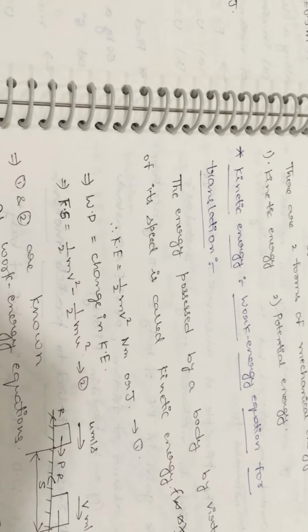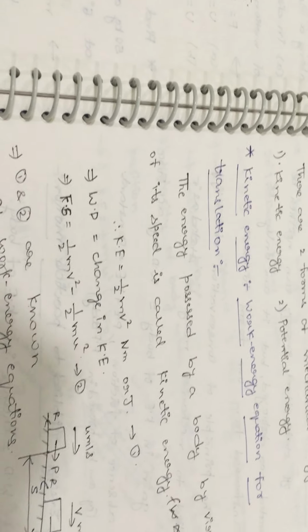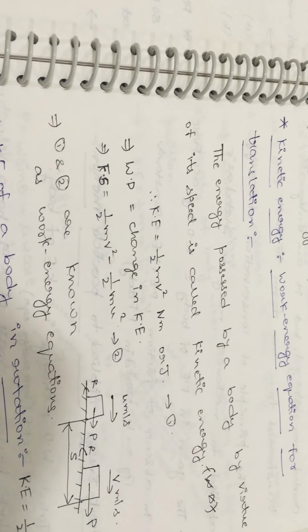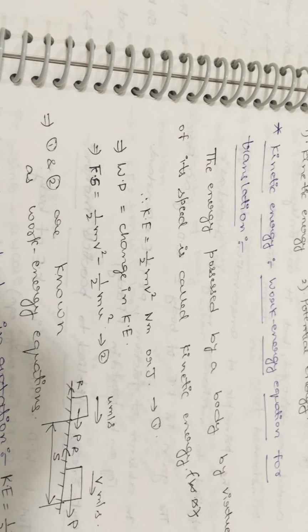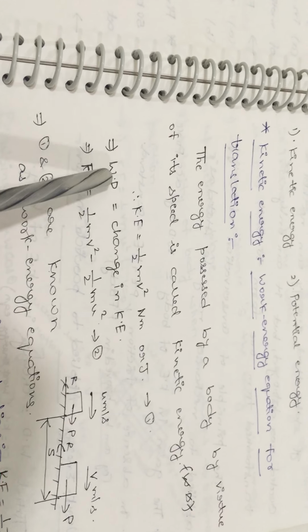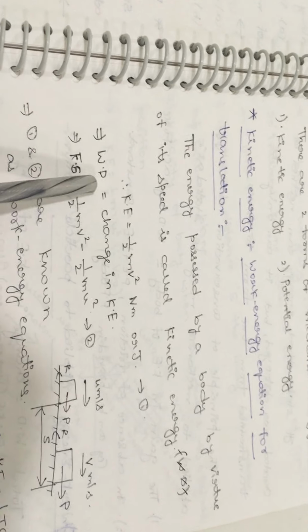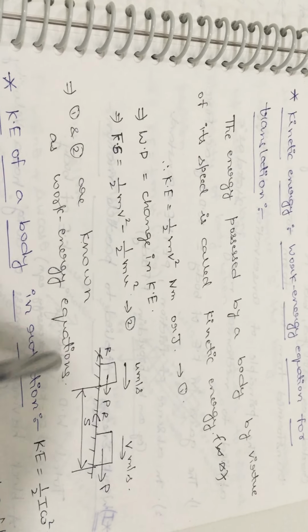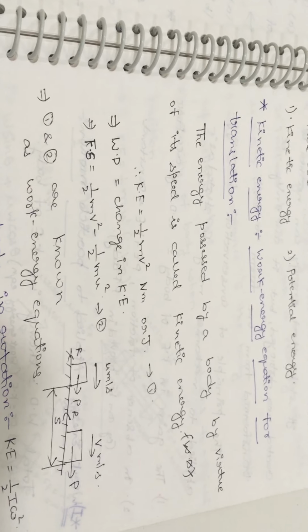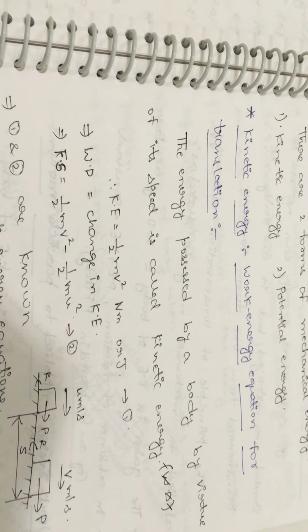Now we know the energy concept, and we know the power concept, and we know the work done concept. Now what is meant by work energy equation or work energy method? That equation, that method is nothing but work done is equal to change in the kinetic energy. Work done is equal to change in the kinetic energy is nothing but work energy equation or work energy method. So by using this equation, we can solve the problems in the kinetics.